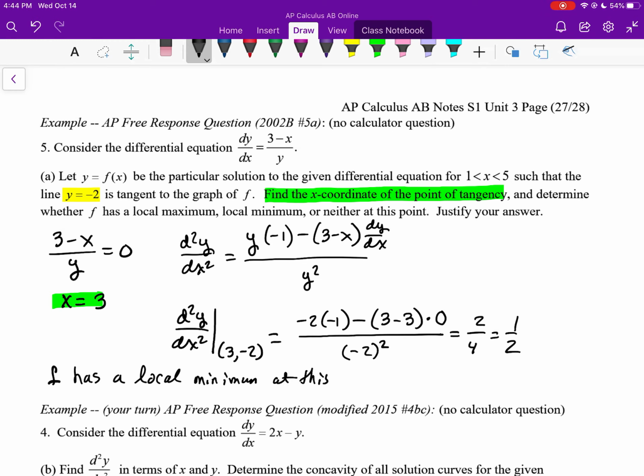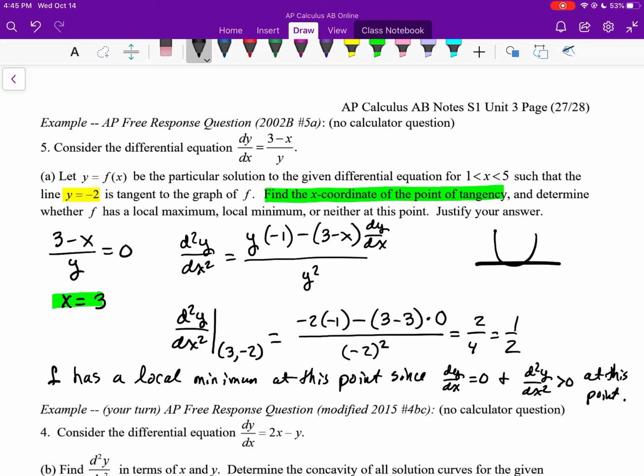At this point, since, why is it since? Since dy/dx is equal to 0 and d squared y/dx squared is greater than 0 at this point. But that's why we have a local minimum. Again, horizontal tangent line, curved up.